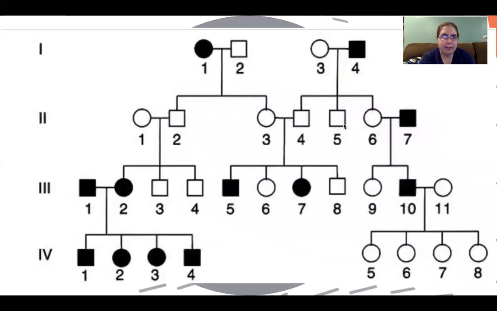Here's another one. We have 4 generations, and I can tell, let's see, 1, 2, 3, 4, 5, 6, 7, 8, 9, 10, 11, 12. 12 individuals have this trait. Now, just by looking at this, it looks fairly close in male and female distribution, so it is likely to be autosomal. And I can also tell right off the bat, this has to be recessive. There's no way it can be dominant.